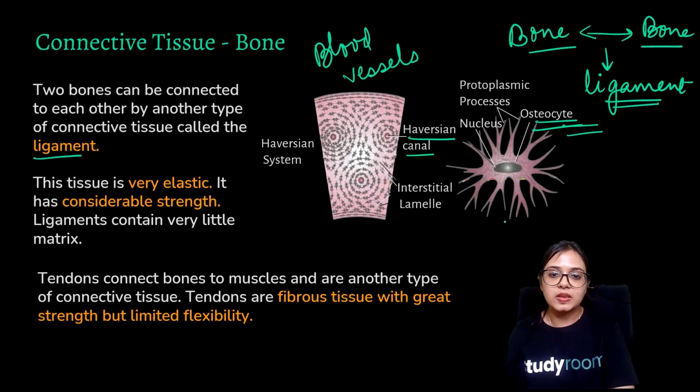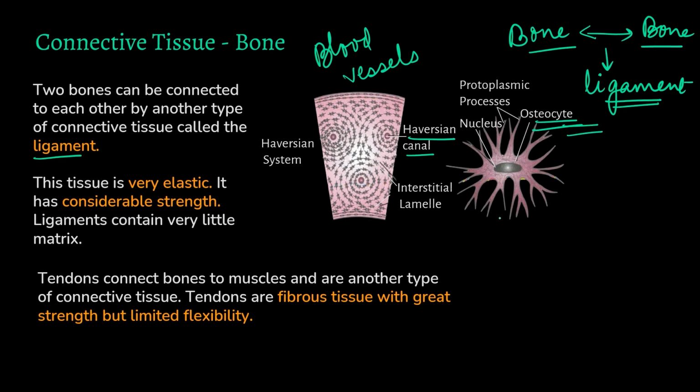Tendons connect bones to muscles. Another type of connective tissue, tendons are fibrous tissue with great strength but limited flexibility. So bone to bone connection is known as ligament, whereas bone to muscle connection is a tendon. That is why muscle helps in the easy up and downward movement of the bone. Tendon is itself a connective tissue, so is ligament. Tendons are made of fibers, they have great strength, but they are limited in flexibility.